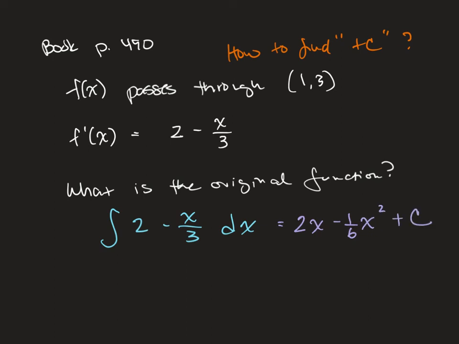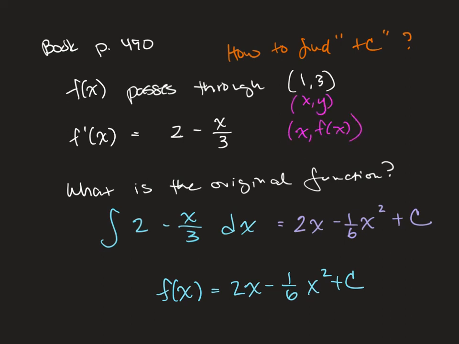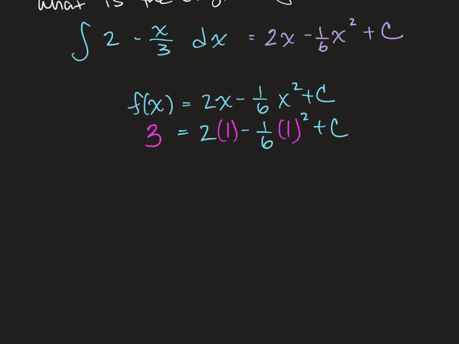And then, so what we've basically found is that f of x looks like 2x minus 1 over 6 x squared plus c. But then don't forget that this, we normally write this as x y. We could also write this as x f of x, because y and f of x are the same thing. So all I'm going to do is I'm going to replace that f of x with 3. I'm going to replace x with 1. And I'm going to write in that whole rest of this. And then we can solve for what c is.